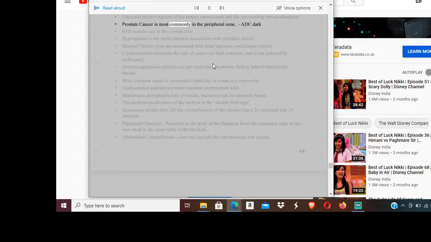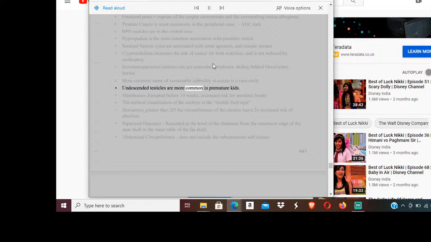Prostate cancer is most commonly in the peripheral zone. ADC dark BPH nodules are in the central zone. Hypospadias is the most common association with prostatic utricle. Seminal vesicle cysts are associated with renal agenesis and ectopic ureters. Cryptorchidism increases the risk of cancer in both testicles and is not reduced by orchiopexy. Immunosuppressed patients can get testicular lymphoma, hiding behind the blood-testis barrier. The most common cause of correctable infertility in a man is a varicocele.